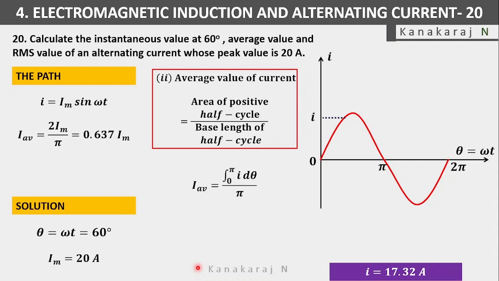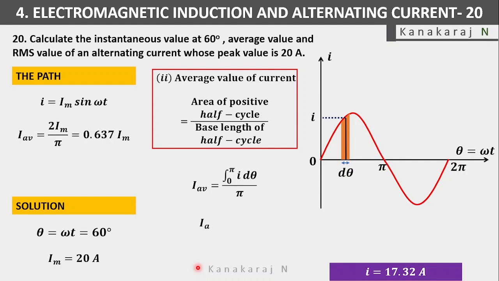The instantaneous value I meets the alternating curve within the angle d theta. This is the small area. The shaded portion is a small area. This has to be extended for the positive upper half cycle. That area gives the average value.